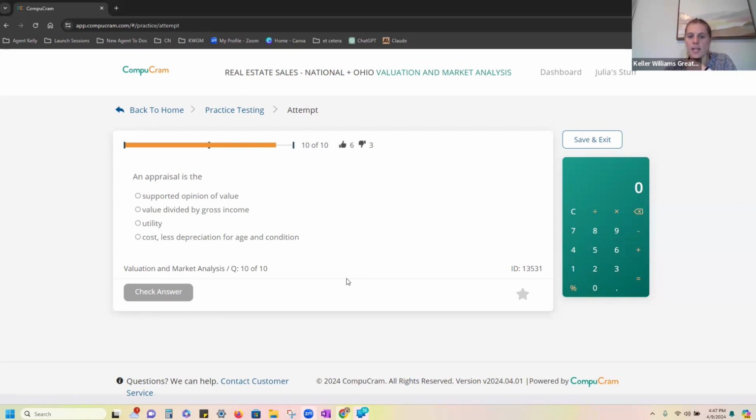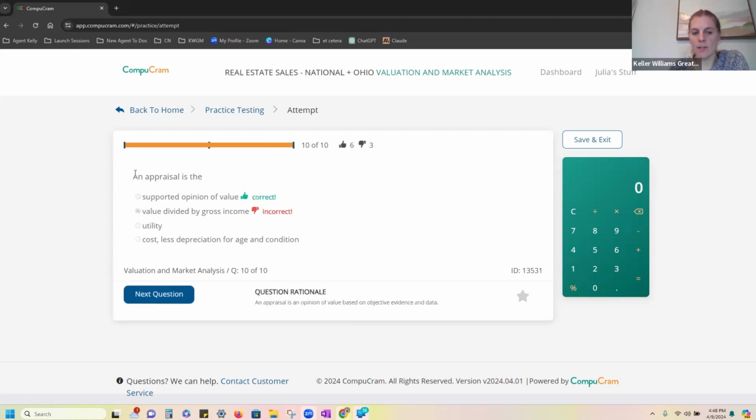An appraisal is the A, supported opinion of value, B, value divided by gross income, C, utility, or D, cost less depreciation for age and condition. So what is the definition of an appraisal? All right, so when you think of appraisal, you think that's these guys. So it is actually A.